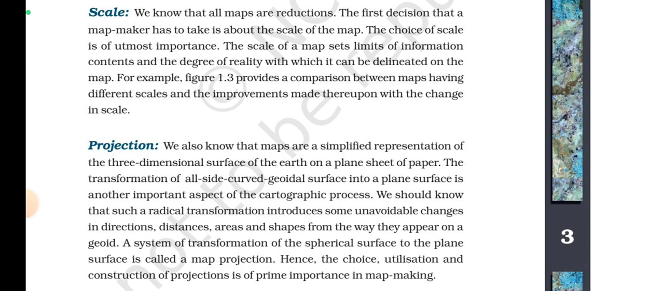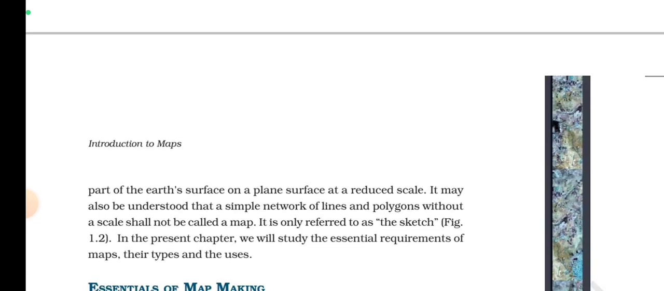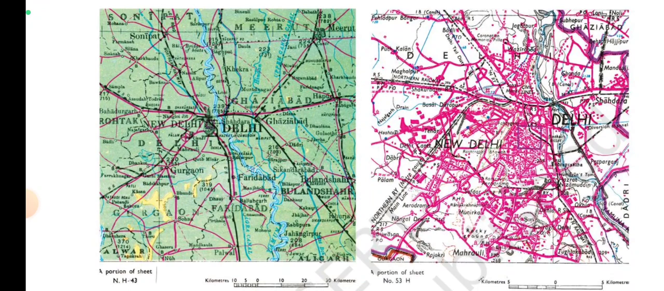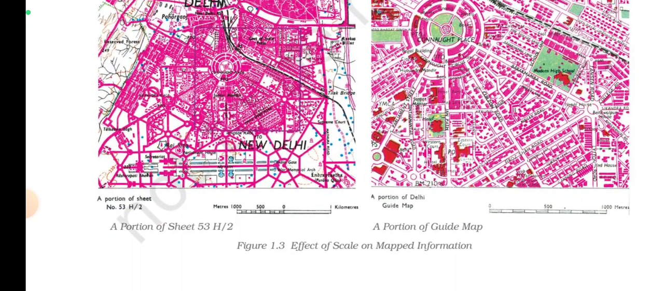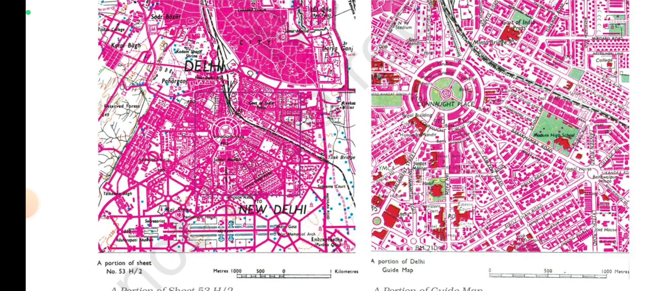comparison between maps having different scales and the improvements made thereupon with the change in scale. Figure 1.3. Here you can see the scale of the map and the details of the information available. So you can see the effect of scale on mapped information here, right?